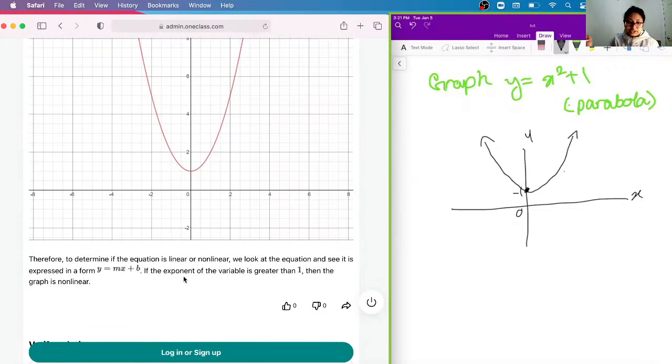And so therefore, to determine if the equation is linear or nonlinear, we can look at the equation and see if it is expressed in the form of y equals mx plus b, and if the exponent of the variable is greater than 1, then the graph is nonlinear. Okay?